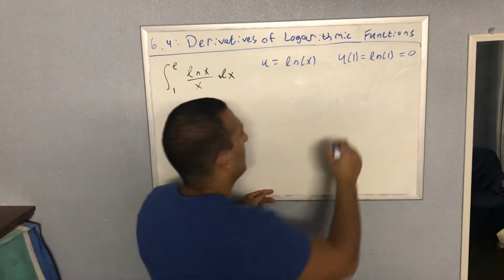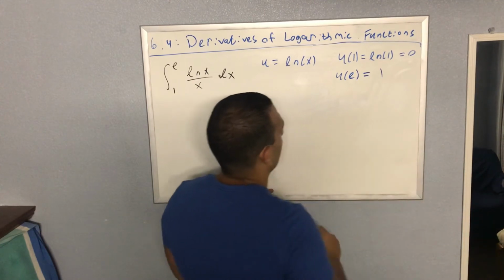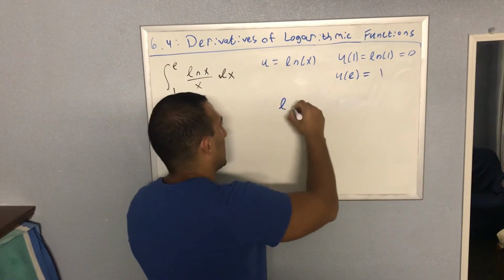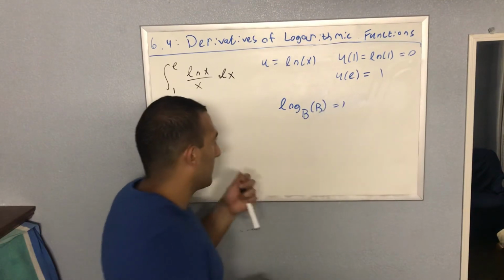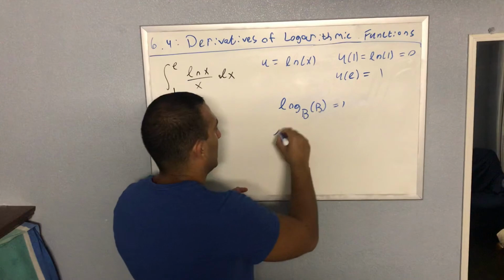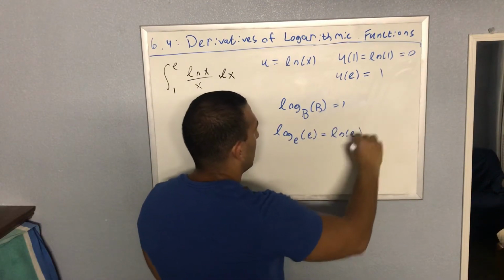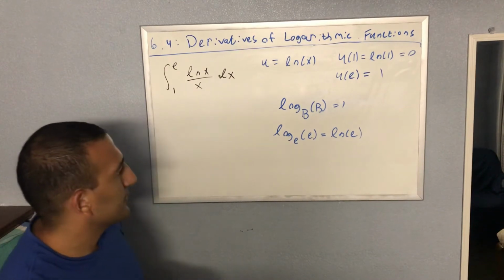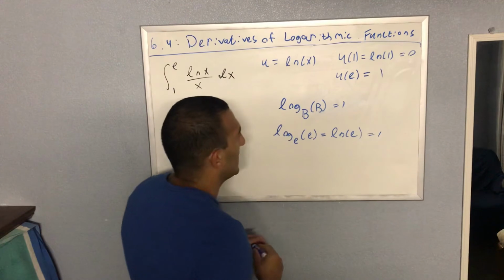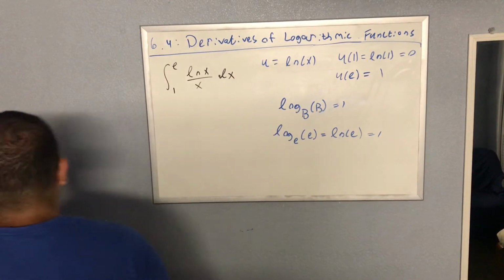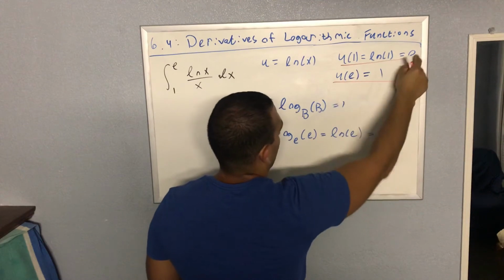And then when you stick e in this guy, you get 1. Because again, remember we said log b of b was equal to 1. So if you have log e of e, which we just write as ln of e, that equals 1. Okay, so these are our new limits of integration: 0 and 1.